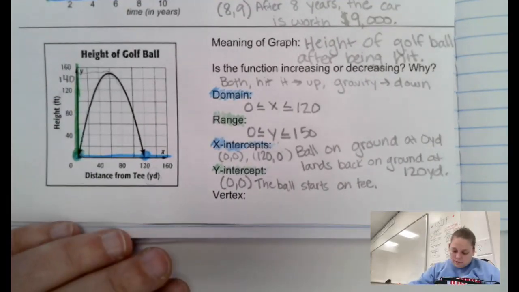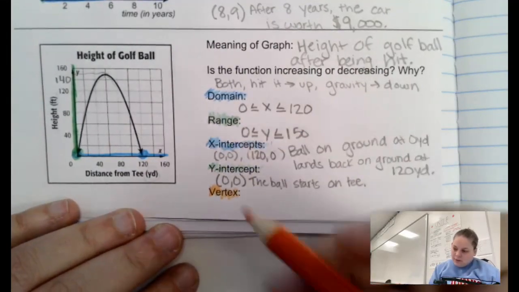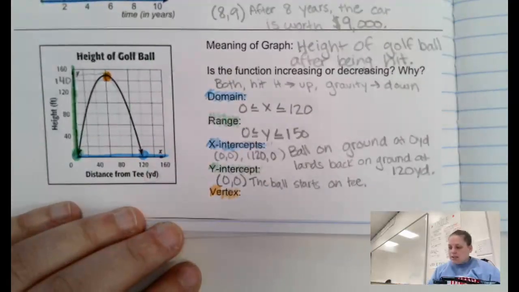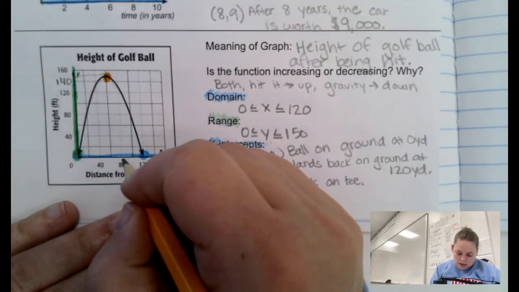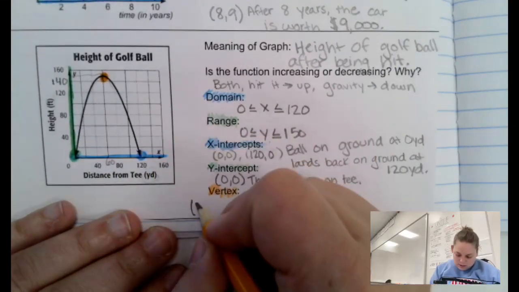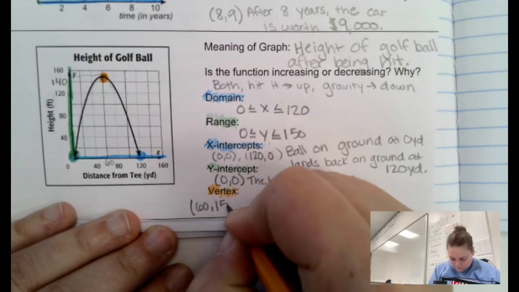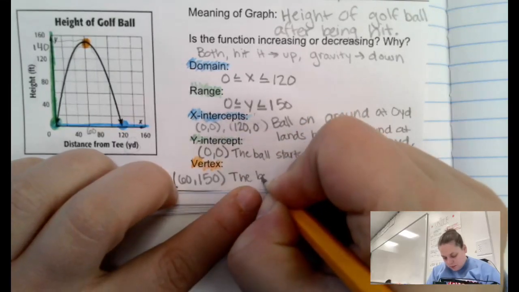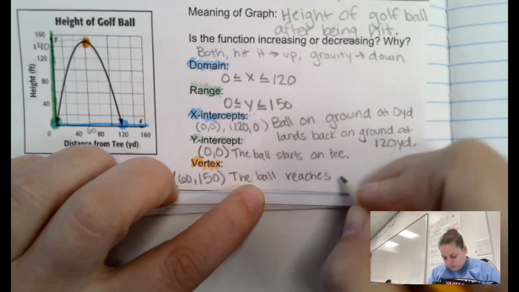Alright, our last one here is the vertex. Remember that vertex is that maximum or that minimum. So as we look at that vertex, it's right about here. In this case, it's a maximum. We're looking at our x and our y, so we have 40, 80, so middle would be 60. So we have 60, and then we said that was about 150. So we're going to say the ball reaches, now is this a maximum or a minimum? It's the top, so that would be a maximum.